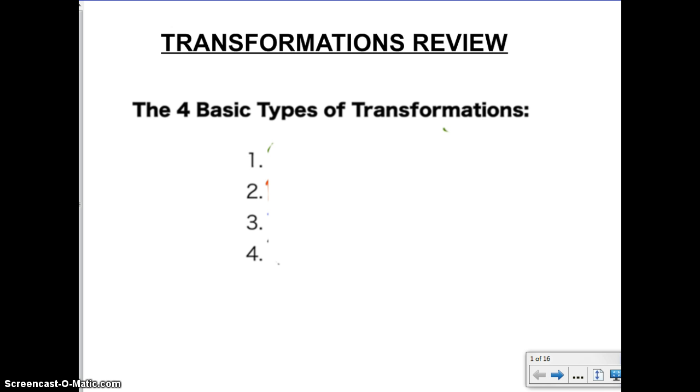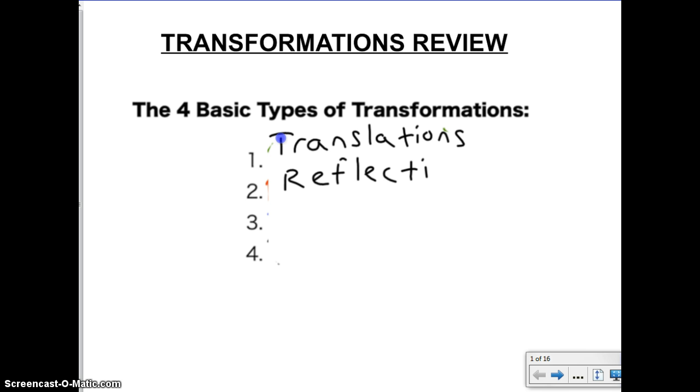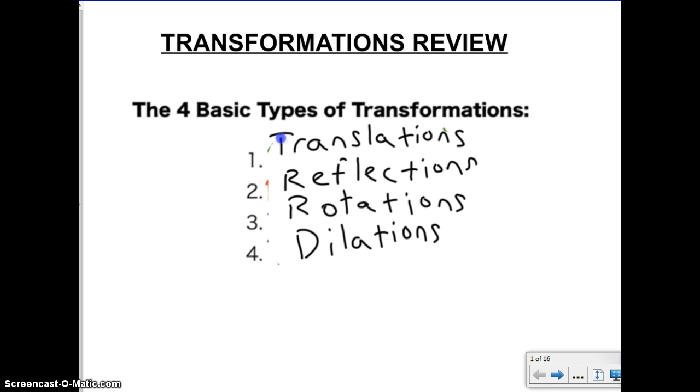So the four basic types are, number one, translations. Number two, reflections. Number three, rotations. And number four, dilations. And so those are our four basic types.